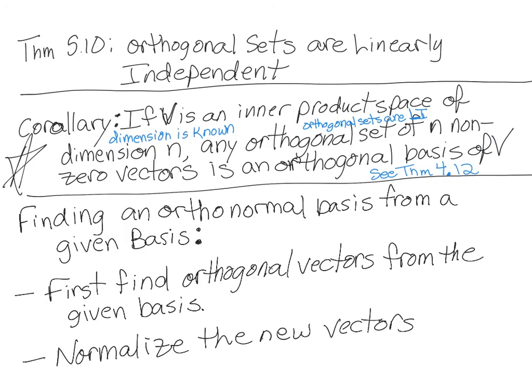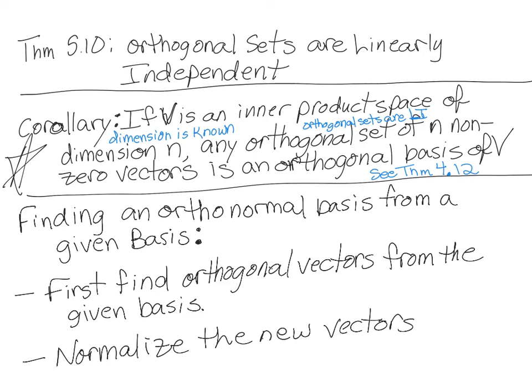Theorem 5.10, orthogonal sets are linearly independent. That's very important because it leads to the corollary that comes next. If all of your vectors are orthogonal, think about that. None of them are scalar multiples of the other, and none of them are linear combinations of another because they're all perpendicular to each other, right?